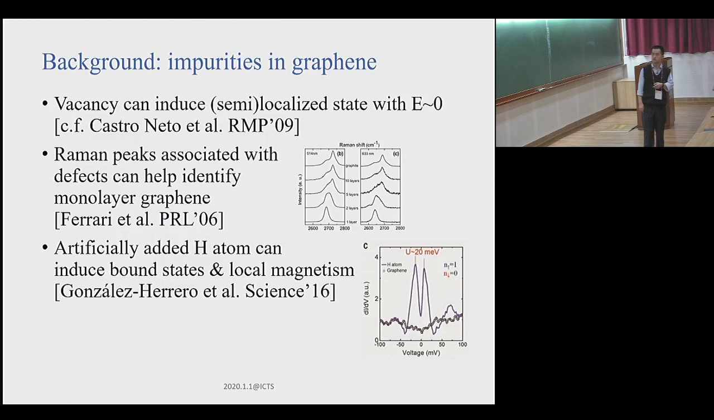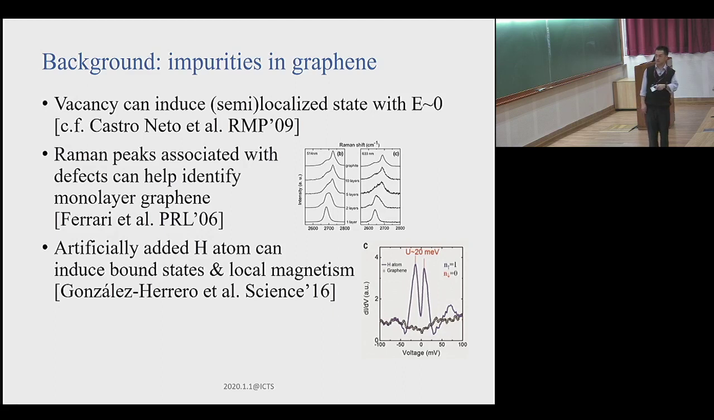And also, people have artificially added atoms onto graphene. For example, this is one example where they add hydrogen atoms onto graphene, and the hydrogen atom induces a very sharp impurity bound state. And they also found this splitting that's due to the local Coulomb interaction of this impurity bound state, not very large, but not very small also.